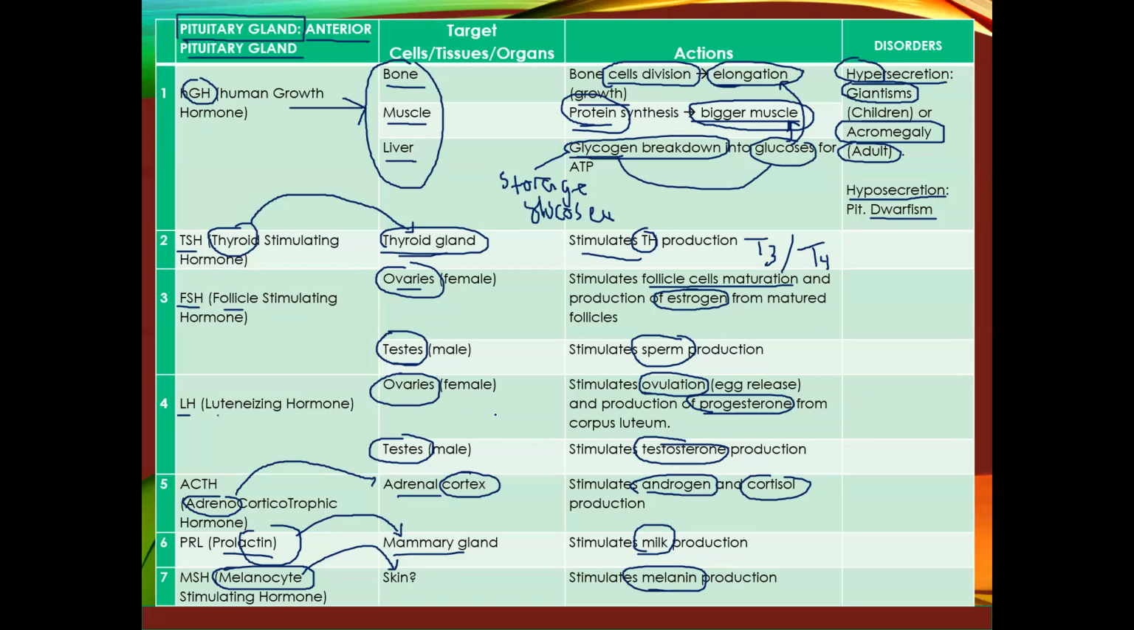So these are the 7 hormones produced by the anterior pituitary gland, the target for each hormone, the action, and what happens if there is a hypo or hypersecretion of this hormone.